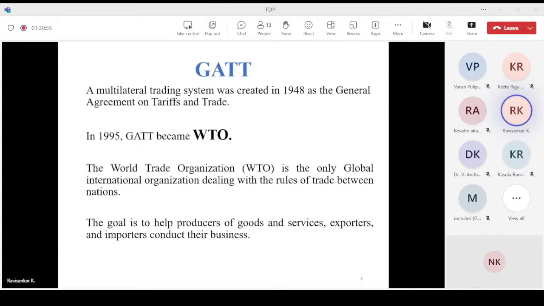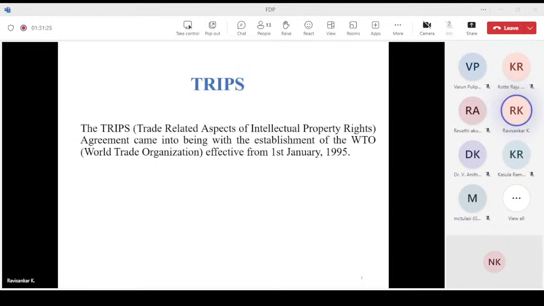So this is regarding GATT, which is a multilateral trading system. It was created in 1948 as the General Agreement on Tariffs and Trade. In 1995, this GATT became WTO. The WTO is the only global international organization dealing with the rules of trade between different nations. And the goal is to help the producers of goods and services, exporters and importers conduct their business. So TRIPS. TRIPS is trade-related aspects of intellectual property rights. This agreement came into being with the establishment of WTO, that is World Trade Organization, effective from 1st January 1995.